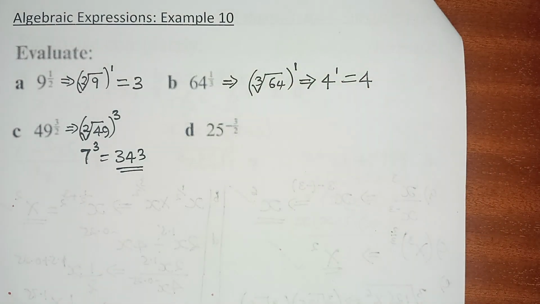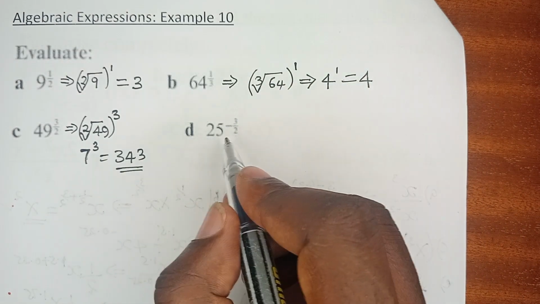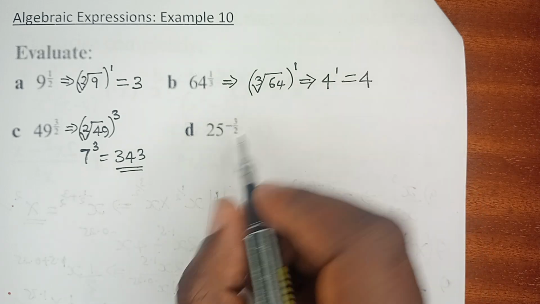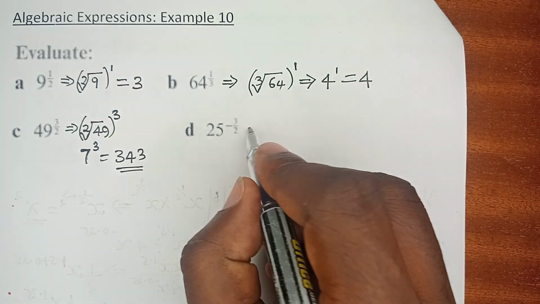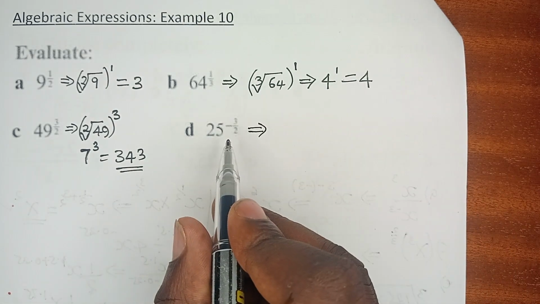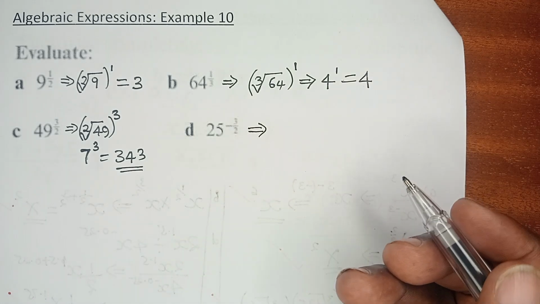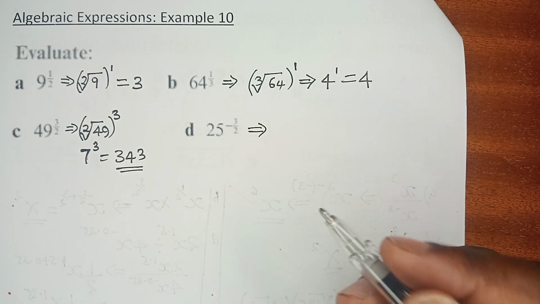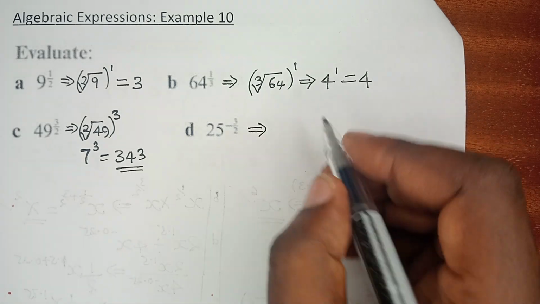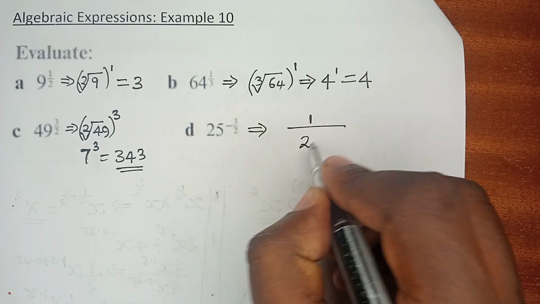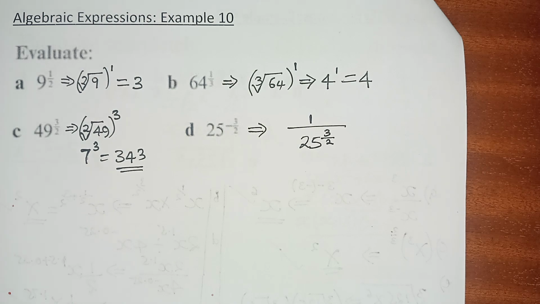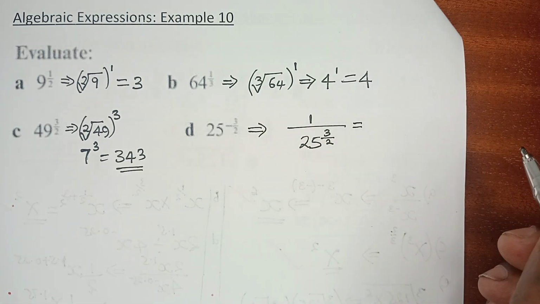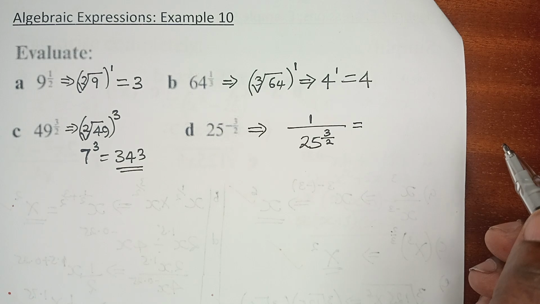And interestingly, we have now part D, which is 25 raised to power minus 3 over 2. And you can see the power is negative. And that dictates that the whole term which is having this index should go to the denominator. And because there is nothing apart from 1 in the numerator, we have 1 over 25 raised to power 3 over 2. And that is just like it. So the denominator now is 25 raised to power 3 over 2.